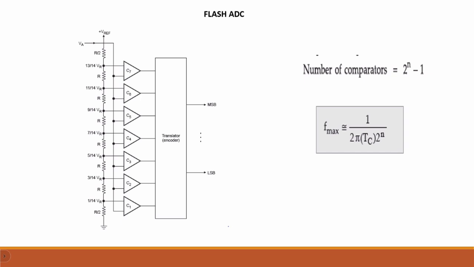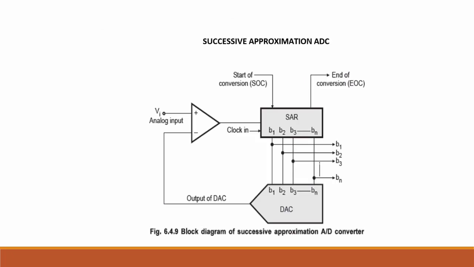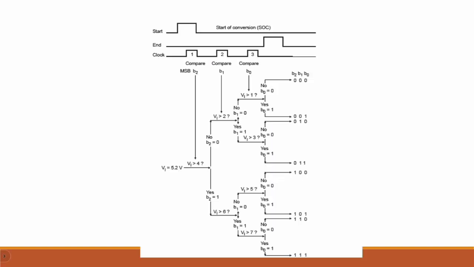The next one is the successive approximation type. Here we are using a comparator, a successive approximation register and a D to A converter. The comparator will compare the input analog voltage and the output of the DAC. The output of the comparator is given to the successive approximation register. In the next slide we will see the process of the conversion.